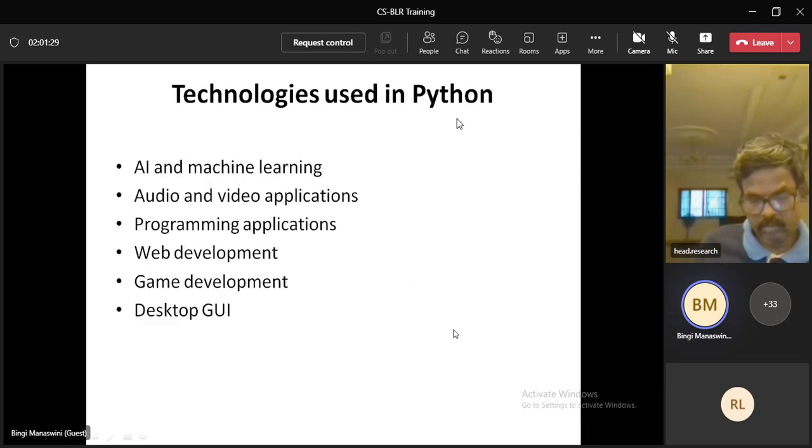The technologies that use Python are AI and machine learning, and audio and video applications, programming applications, and in web development like Django, and it is also used in game development applications. And then in developing desktop GUI applications, which we use in our daily life, Python is also used.